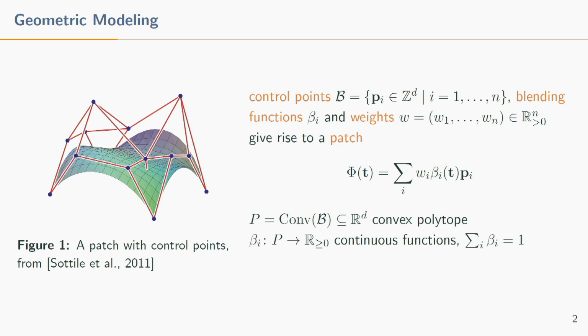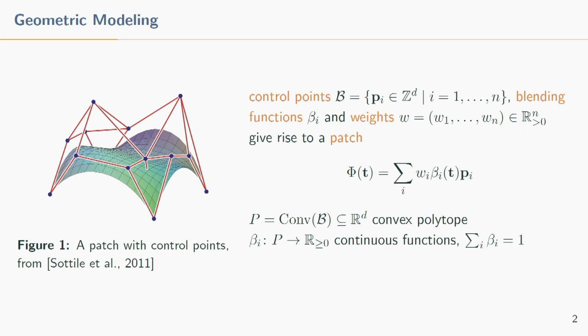So what is the context here? We have a set of control points. These are just integer valued points, d-dimensional, and we have a set of blending functions. Basically for each point, we have one blending function. And we also have positive real valued weights. And then they give rise to a patch. This is our parameterization in the end. So we just sum over all these weighted blending functions multiplied by the points. And these points form a polytope by taking the convex hull. And then these blending functions are defined as functions from the polytope to the real numbers. And there's a normalization condition on these blending functions. And here you see a nice picture from Frank Sottile. This is the patch you'll get in the end, and these blue points are some control points.